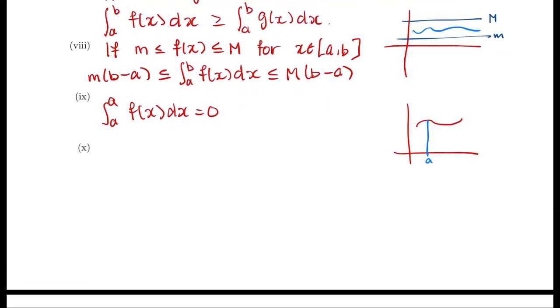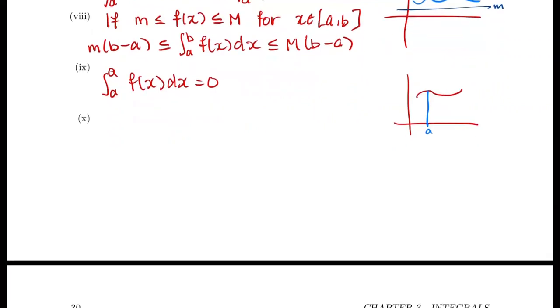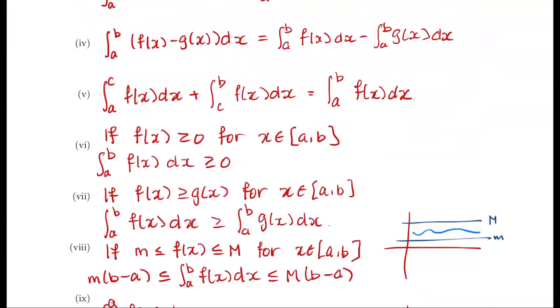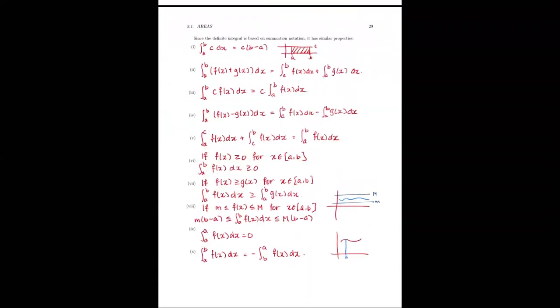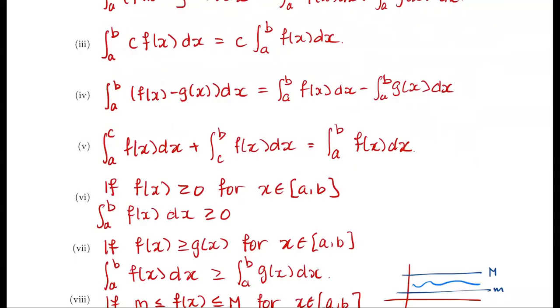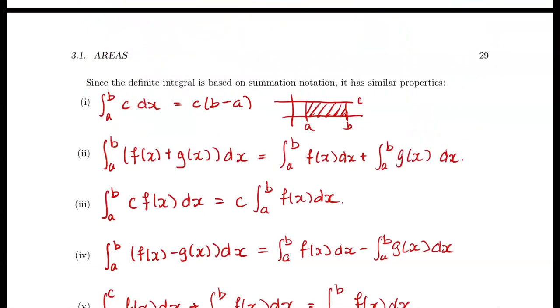So now, the last property: if we have an integral from a to b of f of x dx, this is also the same as saying the negative integral from b to a of f of x dx. So those are the 10 properties of integrals that we will be keeping in mind for now. Okay, so that's for the area section.